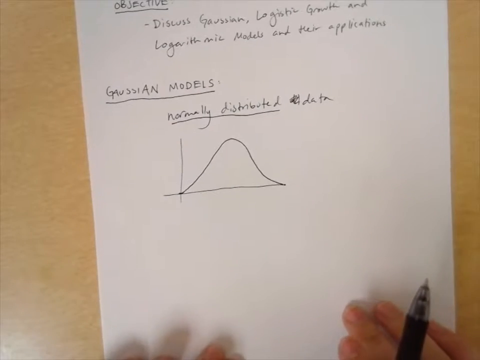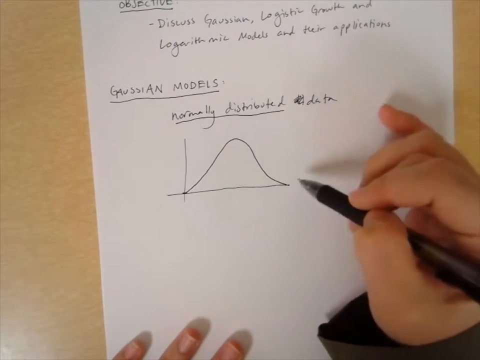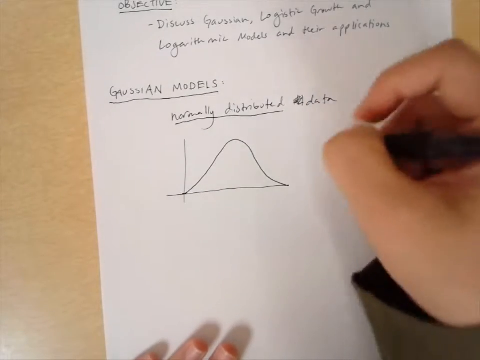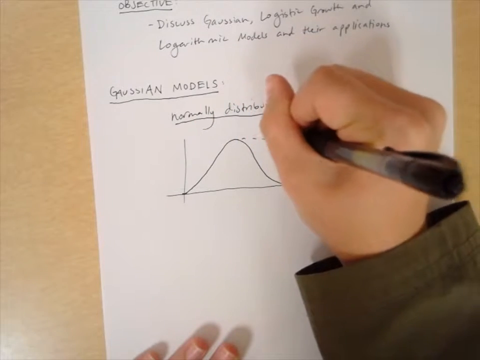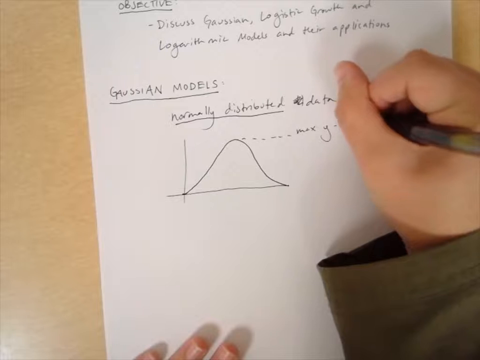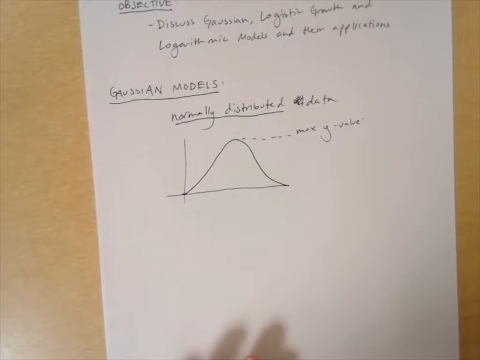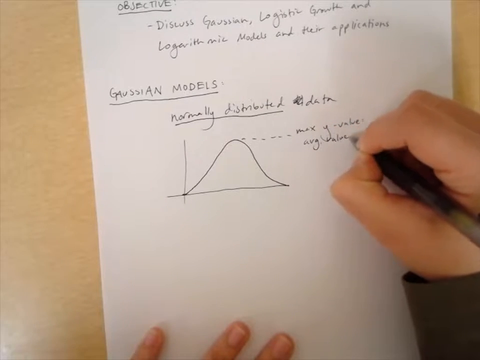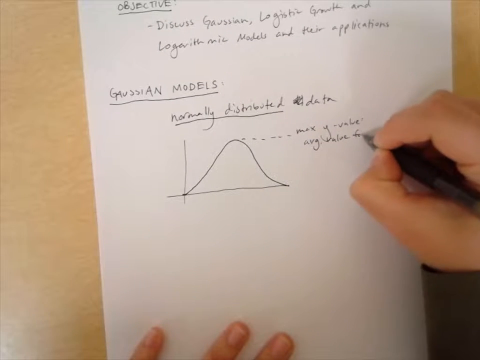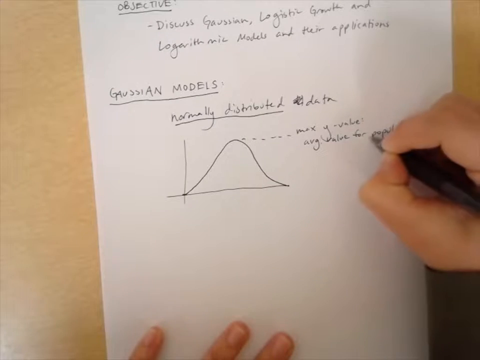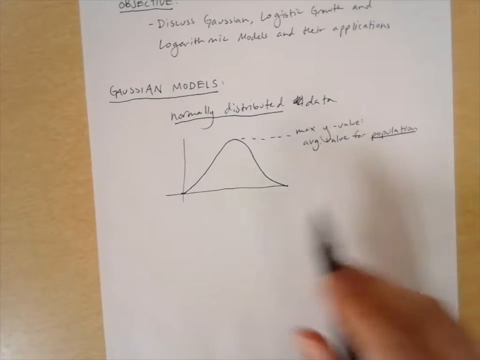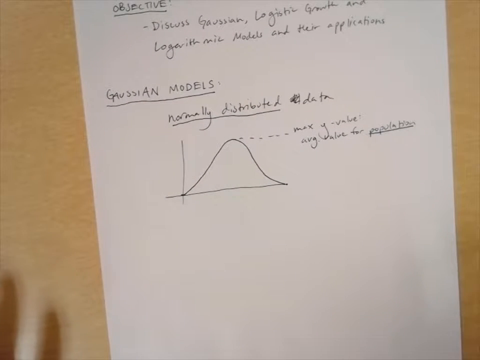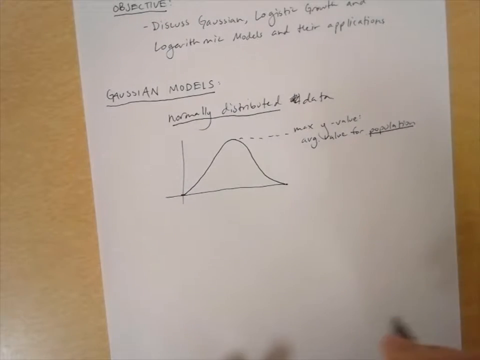And what's special about normally distributed data is that when it makes this curve, there are two things you can tell about this curve. You can tell that its maximum y value is the average value for the population, whatever your population might be. Common problems that are normally distributed are things like test scores, and we're going to go over one of those examples.